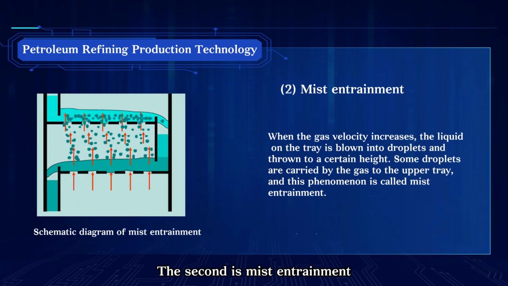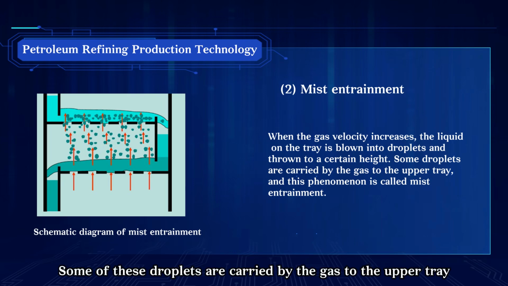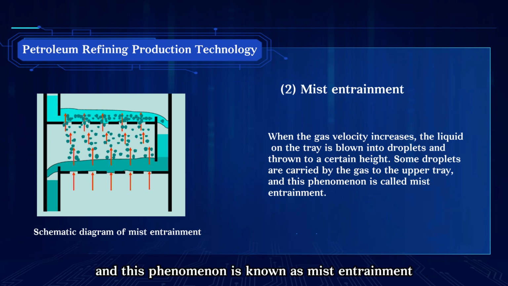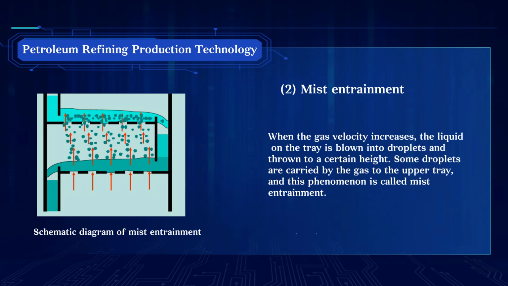The second is mist entrainment. As illustrated, when the gas velocity increases, it scatters the liquid on the tray into droplets and sprays them to a certain height. Some of these droplets are carried by the gas to the upper tray, and this phenomenon is known as mist entrainment.